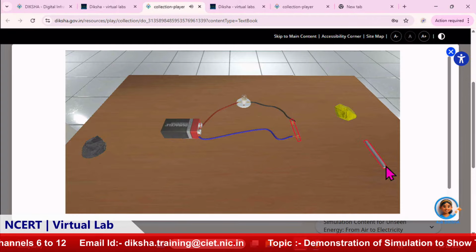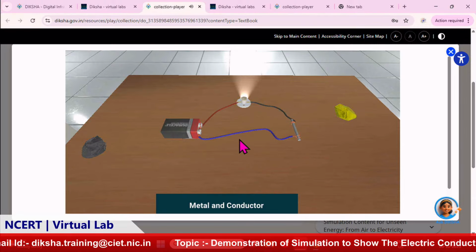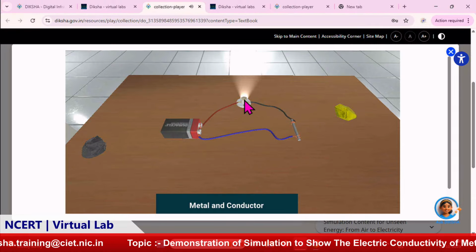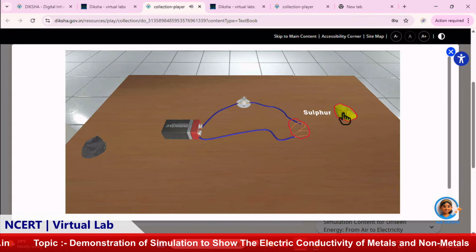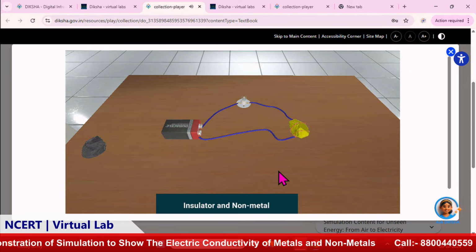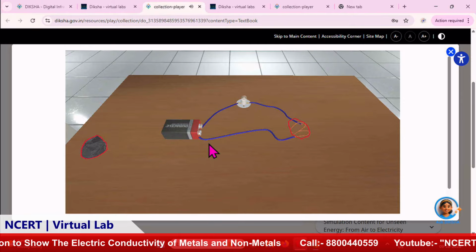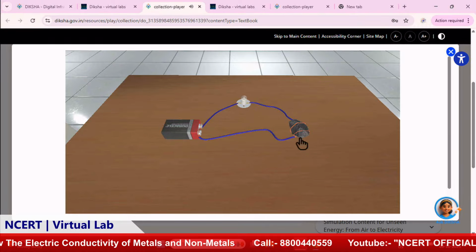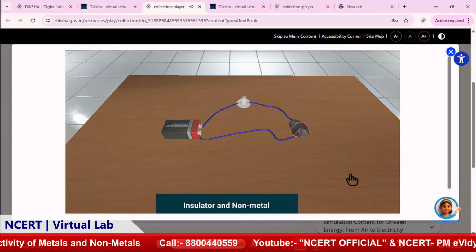So the student creates their own circuit with the help of the instruments given there, and then tests whether it is a metal or non-metal. Its light is on, which means it is a metal. For the zinc rod, again it is a metal and a conductor, because it allows electricity to pass through it. Then I will put sulfur: the bulb is not glowing, so it is an insulator, a non-metal. So easily we are testing it, and once it is removed, I will place this coal: again an insulator and non-metal. In this way the student creates the circuit themselves and tests whether it is a metal or non-metal.